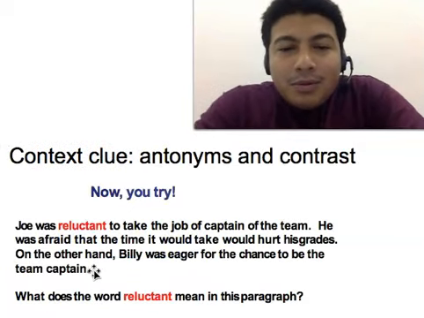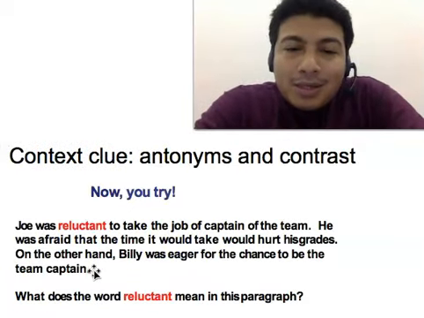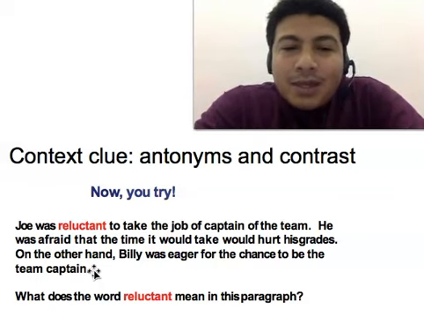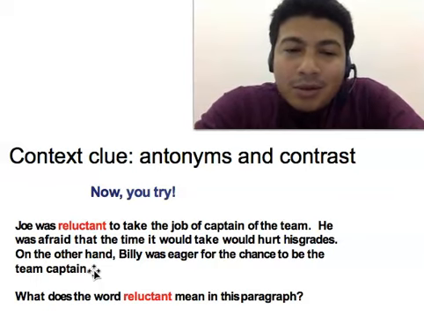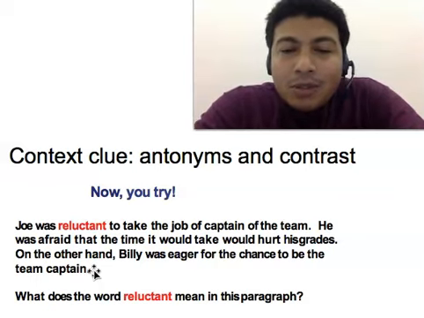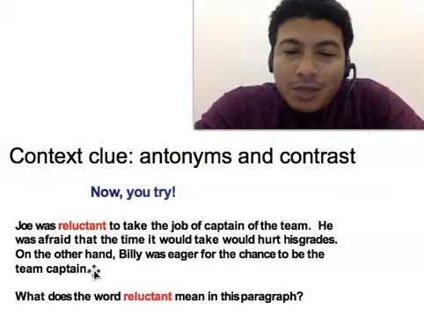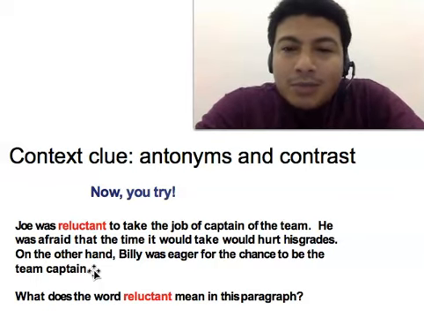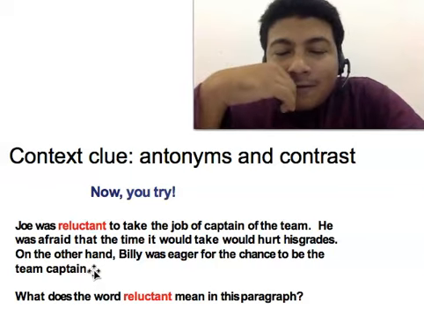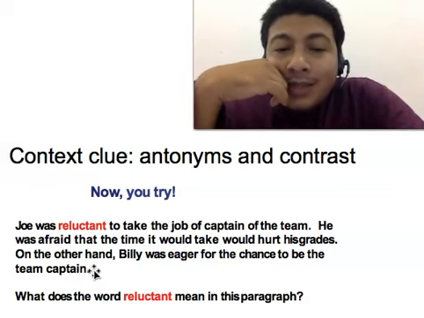So the other example you can try: Joe was reluctant to take the job of captain of the team. He was afraid that the time it would take would hurt his grades. On the other hand, Billy was eager for the chance to be the team captain. So what does the word reluctant mean in this paragraph? So what could be the antonym?